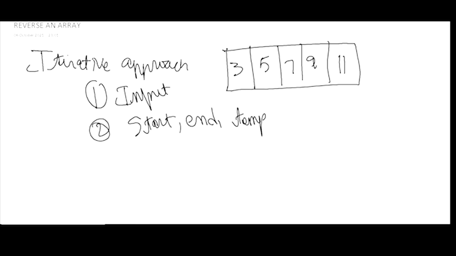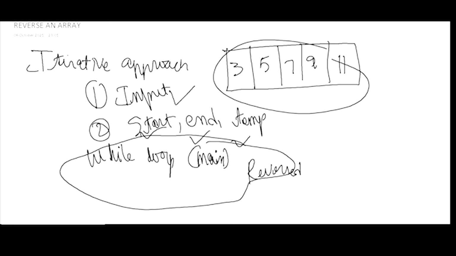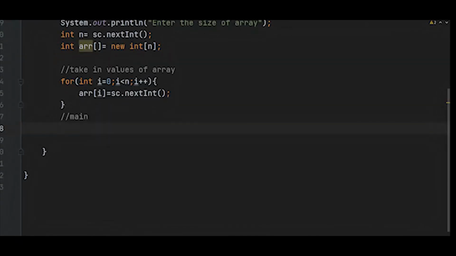So here we have to take the start, end and temp variables, and then using the while loop we write a main program after which the numbers are reversed. I am going to explain this main program again anyway, so I'm not discussing this here. So let's look at this program on our IDE. Now let's directly get back to the main program, because taking in the values of the array is the same thing we have done previously.